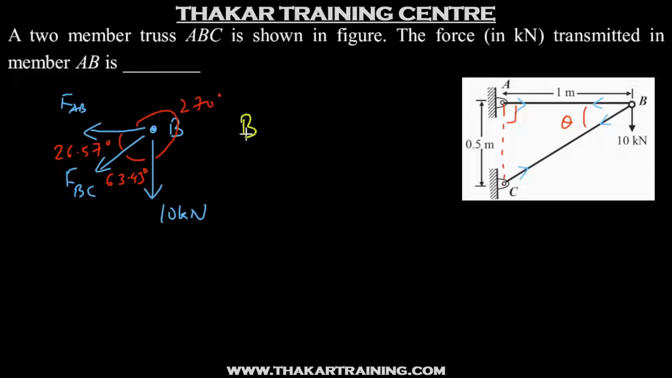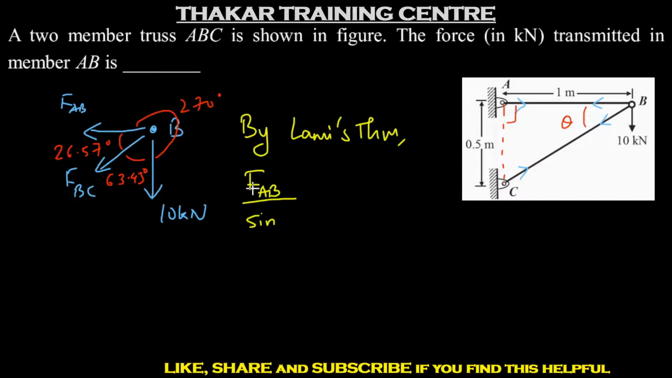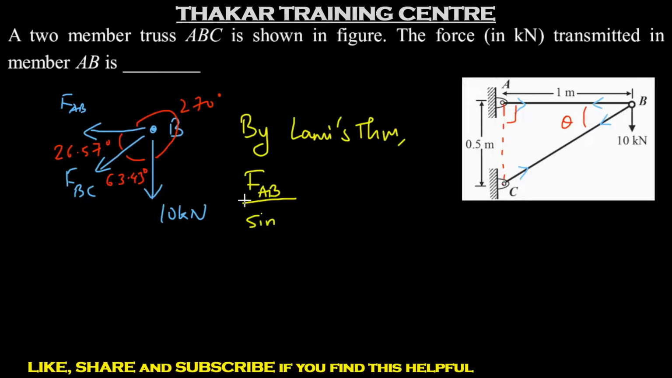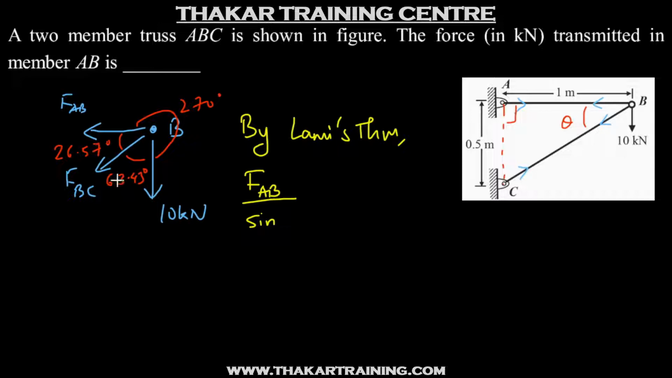Now by Lami's theorem, you have to find out force in member AB. So we'll write down FAB upon sine of. Now what happens is many times students remember this as force upon sine of opposite angle. But if the situation is something like this, the opposite angle can be confusing. Actually the theorem is every force is proportional to sine of angle between the other two forces. So when you are considering FAB, we have to look at angle between forces FBC and 10 kilonewton, which is 63.43. So for FAB, the angle will be 63.43.